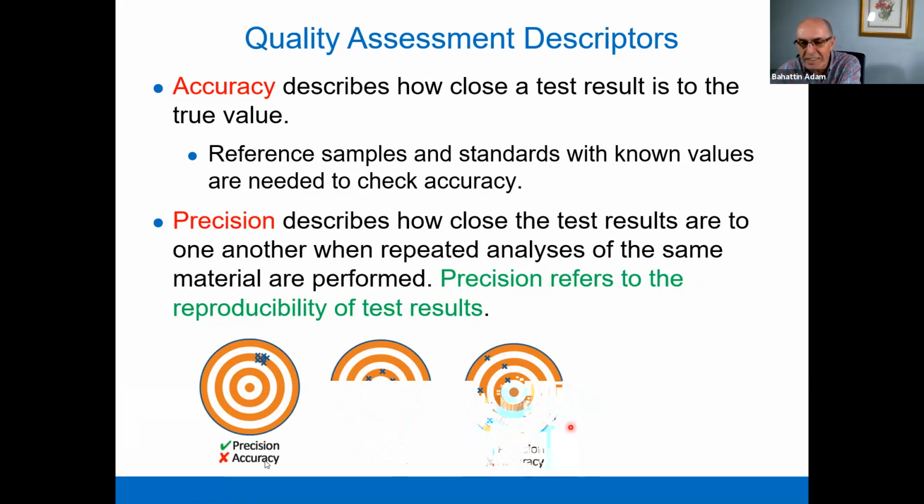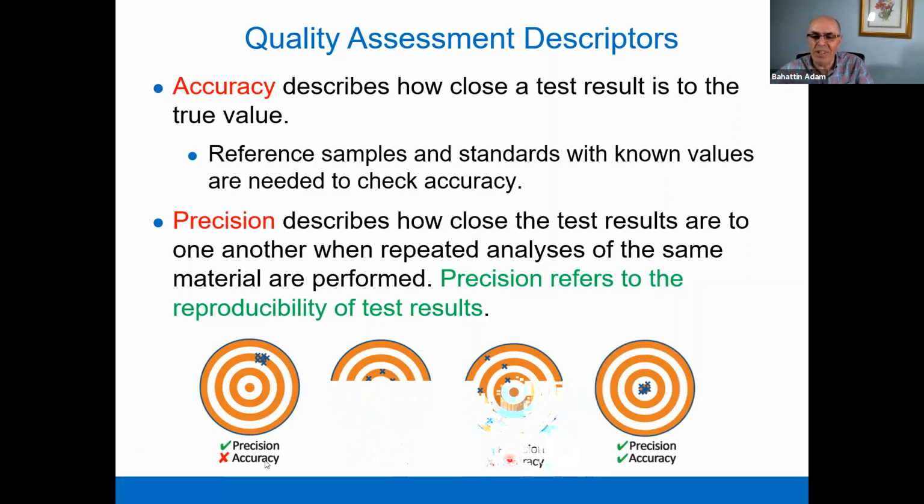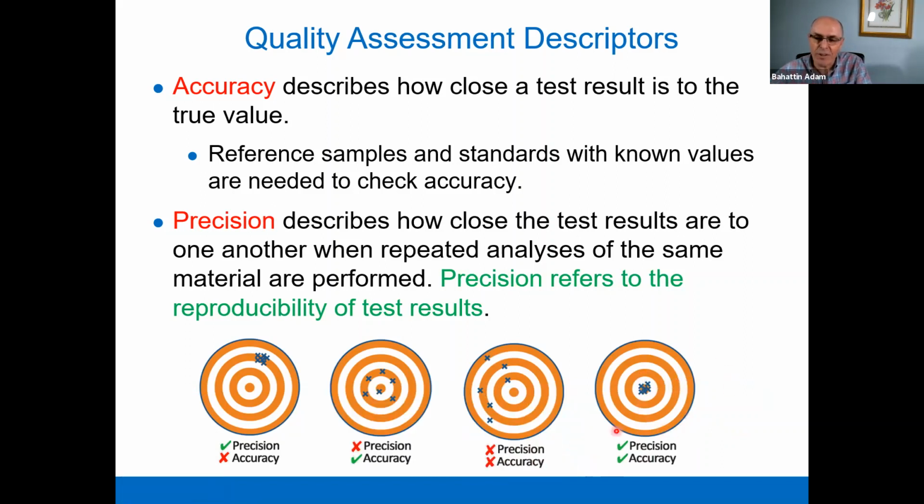Okay, what we need to obtain, as you see, is results that are both precise and accurate, which is perfect. Now they are close to each other, so precision is okay, and they're also close to the target value, so accuracy is perfect. Okay, if you obtain the test results precisely and accurately, that's fine.